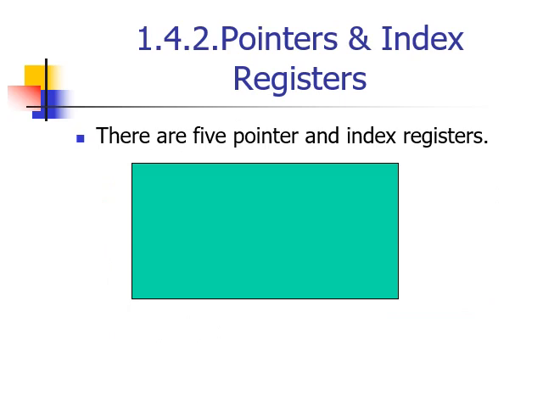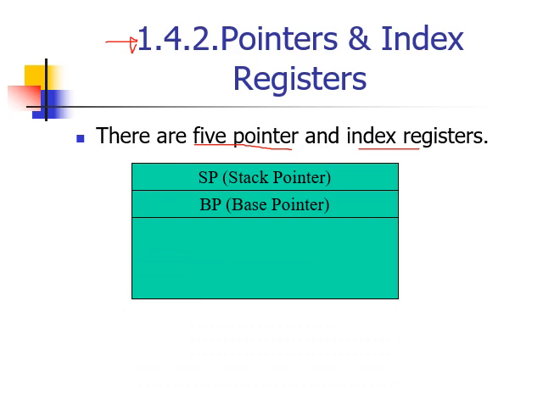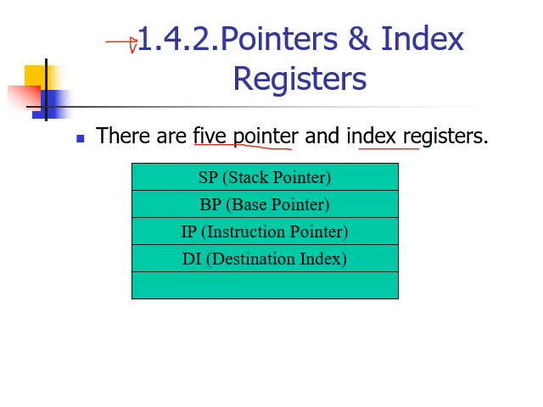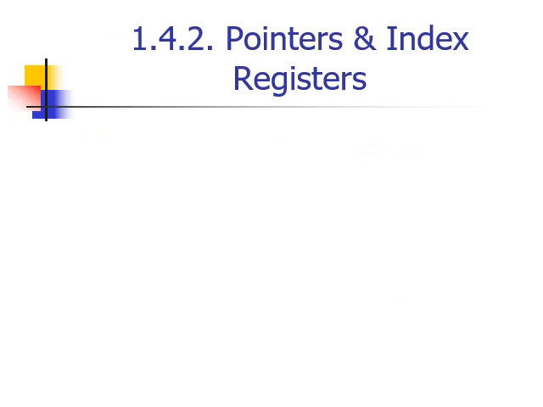The second group of registers is the pointer and index registers. How many do we have in this group? 5. We have 5 pointer and index registers: stack pointer, base pointer, instruction pointer, destination index, and source index. 3 pointers and 2 indices.